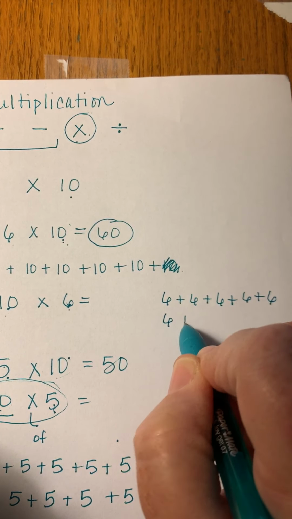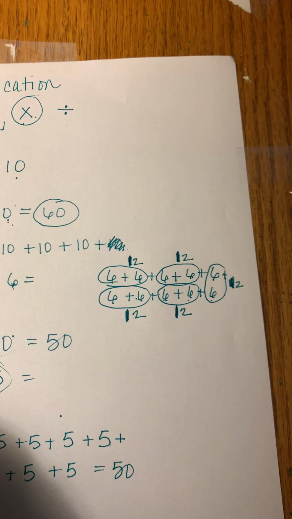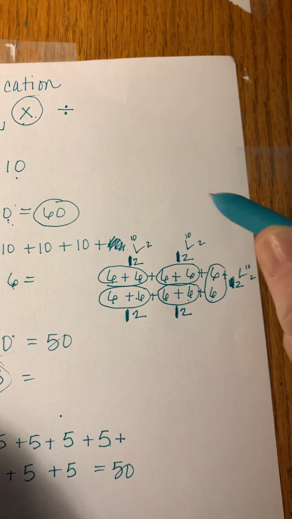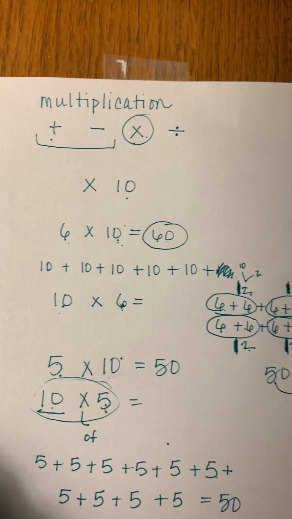What's the fast way to do this? I'm going to count all my tens. Here's 10. Here's 10. Here's 10. 10. 10. Do you see it the way I see it? What is 12? 12 is 10 and 2. All of these are 10 and 2. So I'm going to go 10, 20, 30, 40, 50. Now I've still got all these 2s in my 1s place. 2, 4, 6, 8, 10. What's 50 and 10, boys and girls? 60.